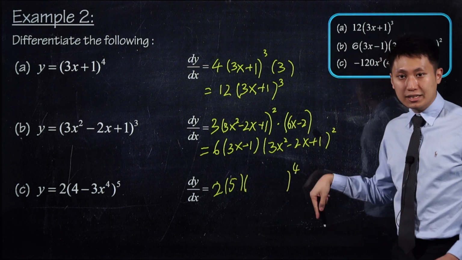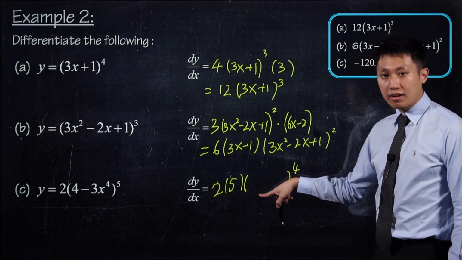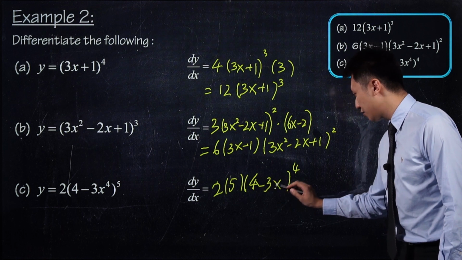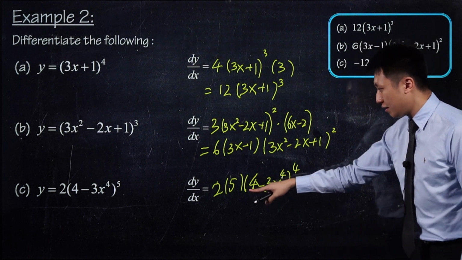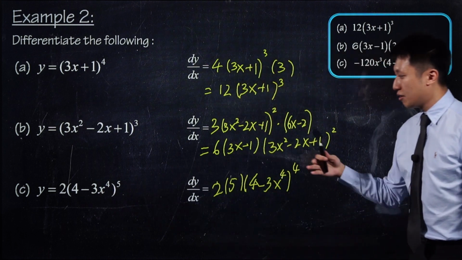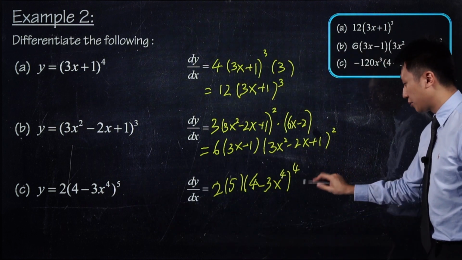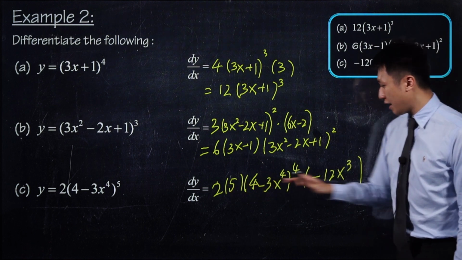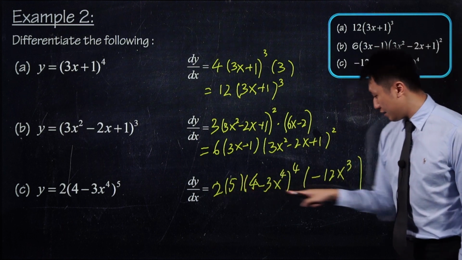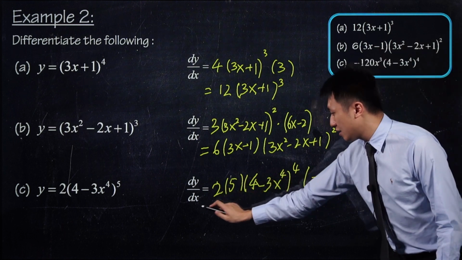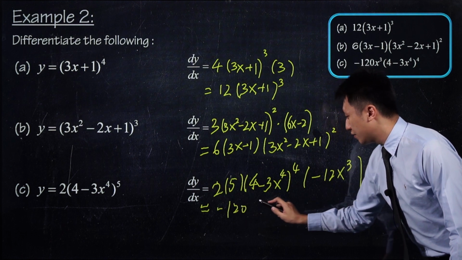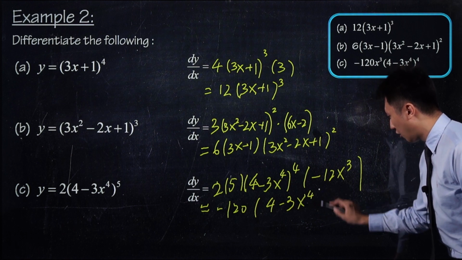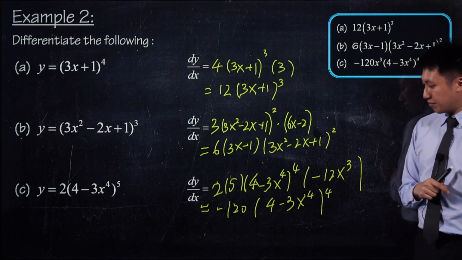Then differentiate the inside. Here, what is it? Inside, whatever it is, I just copy down, x to the power 4 minus 3. Then I differentiate this one inside, which is 4x cubed. Then I multiply everything together. So it's 10 times 4, so it's 20, then x to the power 4 minus 3, the whole thing to the power 4. Okay, the same as here.